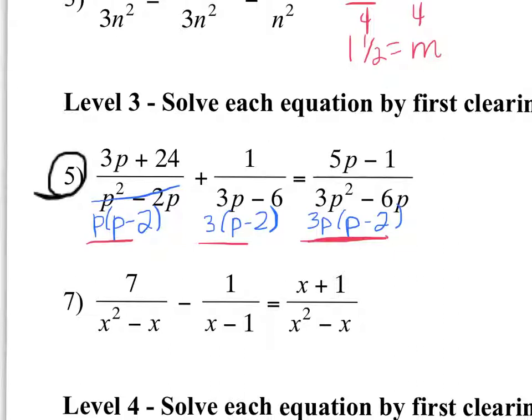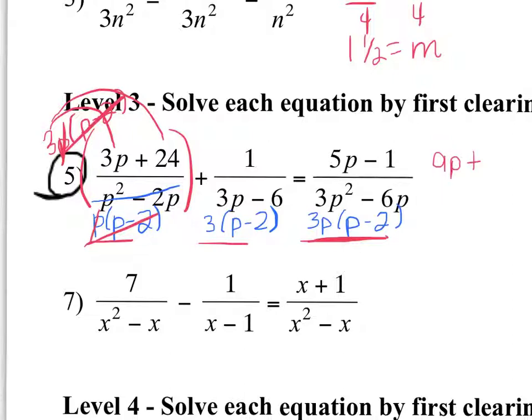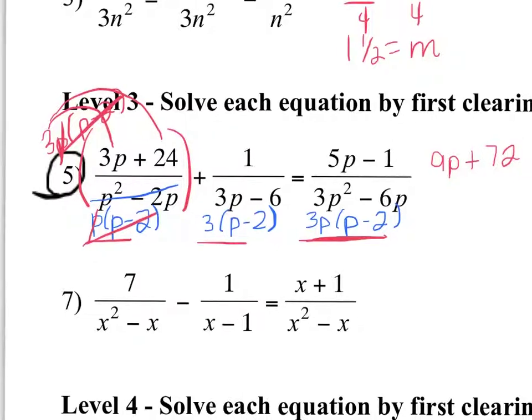So I'm going to multiply my first fraction by 3p times p minus 2. And the p cancels out with this p. The p minus 2 cancels out here. So essentially I'm doing 3 times 3p and 3 times 24. 3 times 3p is going to give me 9p, plus 3 times 24 gives me 72. I have to keep sliding across as I go.